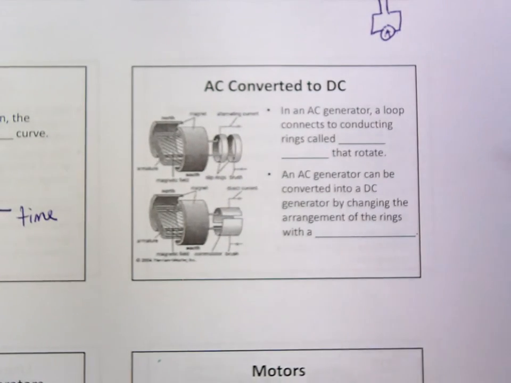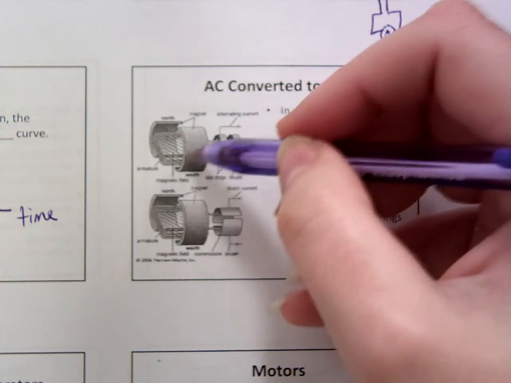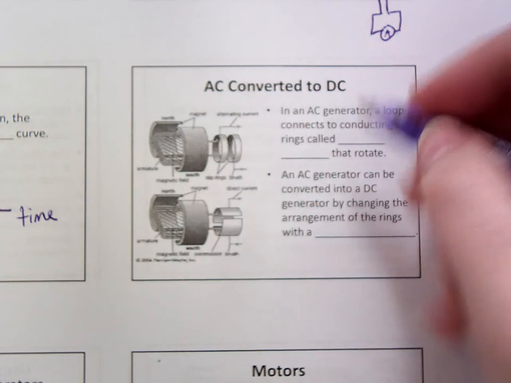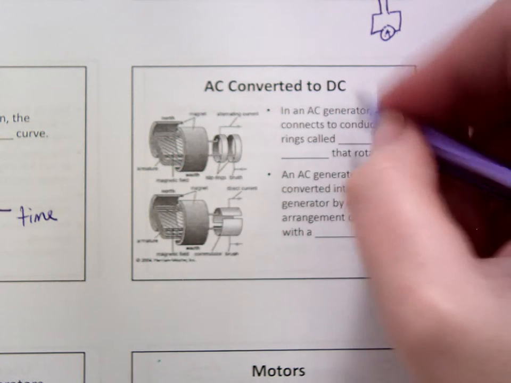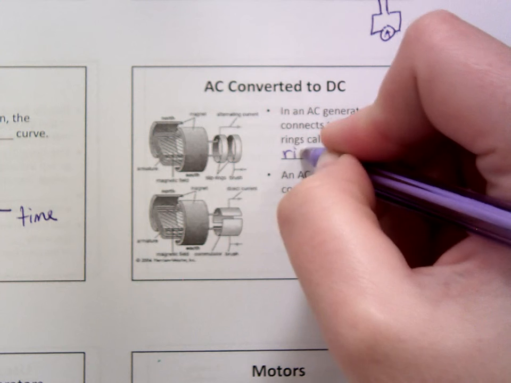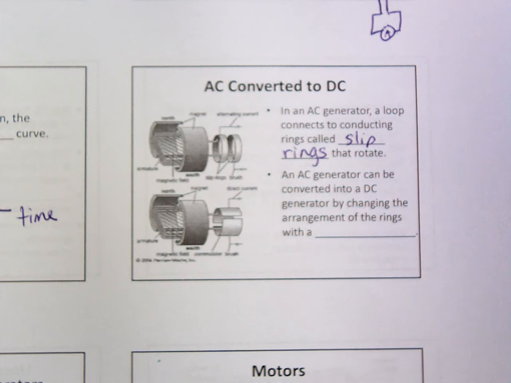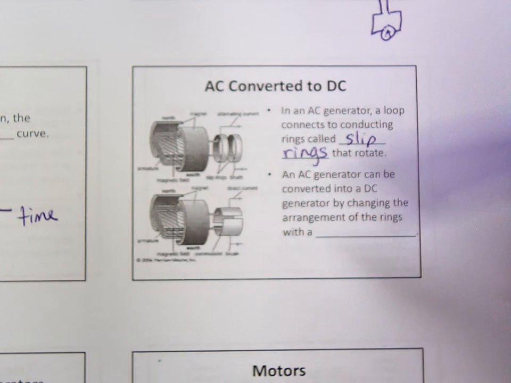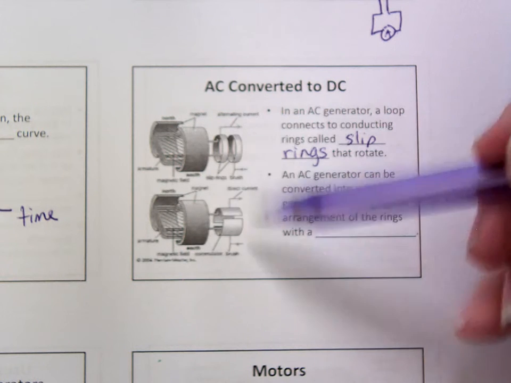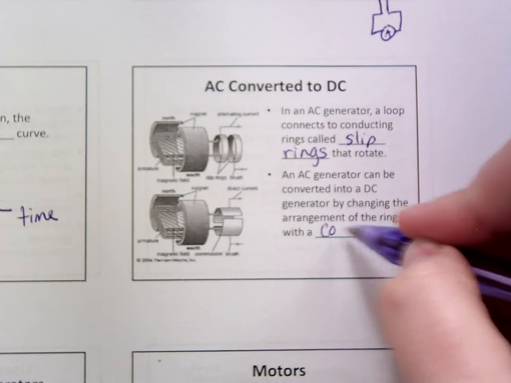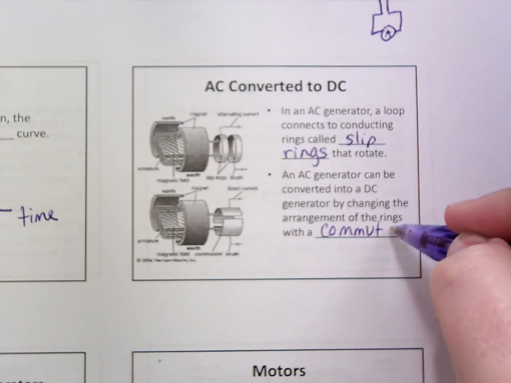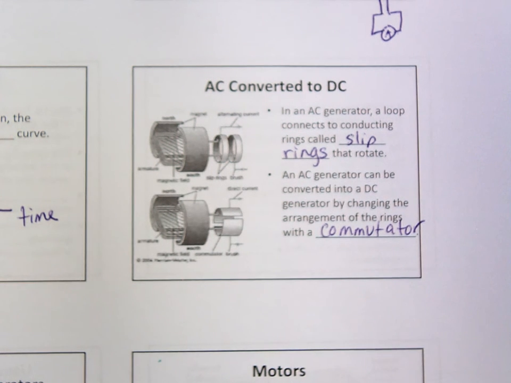And in an alternating current generator, there is a loop of wire right here that's connected to some rotating rings called slip rings. And these slip rings will allow the current to change direction as the loop rotates. It is possible, though, to convert an alternating current generator into a direct current generator by changing the arrangement of the rings, by replacing the slip rings with this piece called a commutator. I think I'm pronouncing that right. It's able to produce current that only goes in one direction.